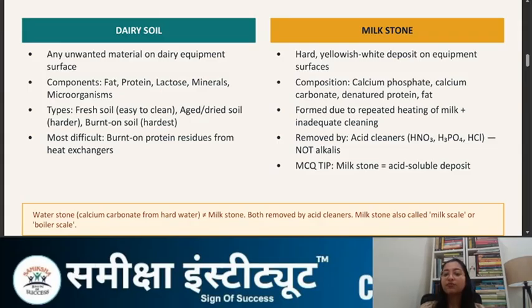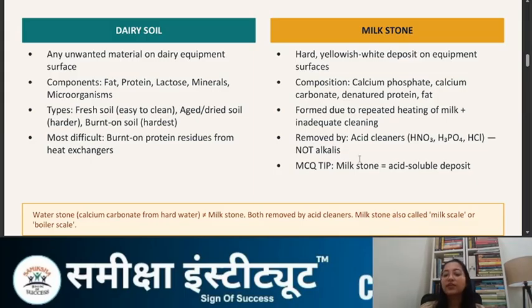These are formed because of repeated heating of milk and inadequate cleaning, because we are not cleaning it properly and repeatedly heating the milk, due to which the calcium phosphate, calcium carbonate is being denatured along with protein, and it is depositing on the equipments. Because cleaning is not being done and repeatedly we are heating the milk and the equipments, the calcium phosphate, calcium carbonate will deposit along with the denatured protein and fat, and then we call it milkstones.